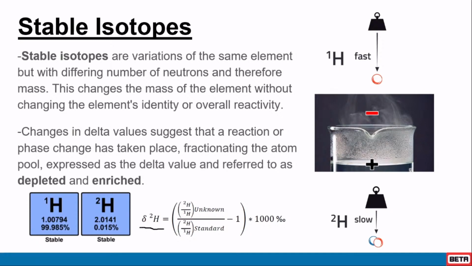So the delta notation here, what we're doing is we're suggesting that compared to a standard, these ratios of 1s to 2s, or whatever element you have of interest for that stable isotope, we compare that to a standard, and when it's positive, we call it enriched, and when it's negative, we refer to it as depleted.